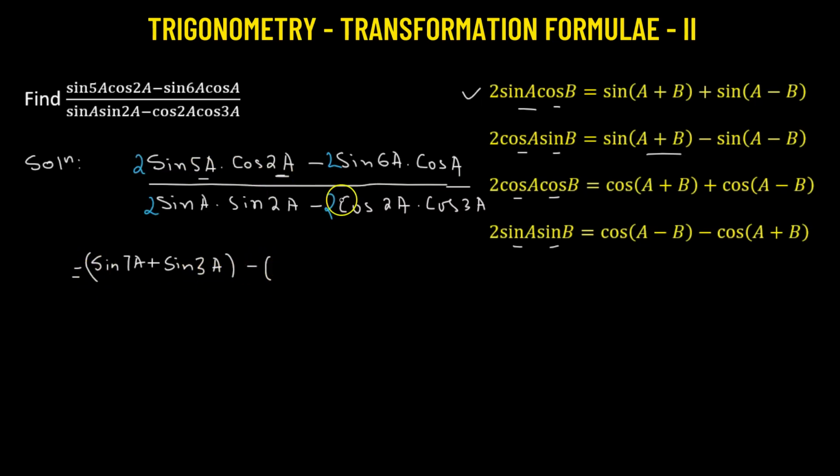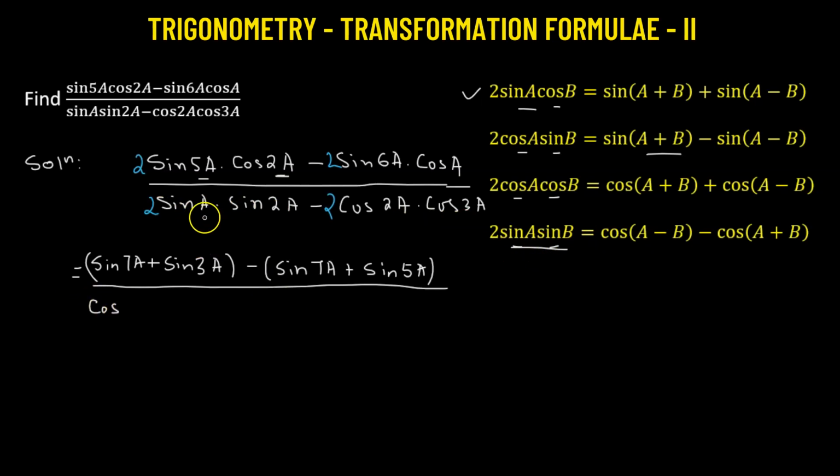Minus, we have 2 times sine of 6a times cosine of a. So that's going to be sine of 6a plus a, that's 7a, plus sine of angle 6a minus a, that's going to be 5a. Whole divided by, now we have the product of two sine functions. So this is the transformation formula that we will use. We'll have cosine of a minus b. So here we have a minus 2a, that's going to be negative a. And we have minus cosine of a plus b, so that's going to be 3a.